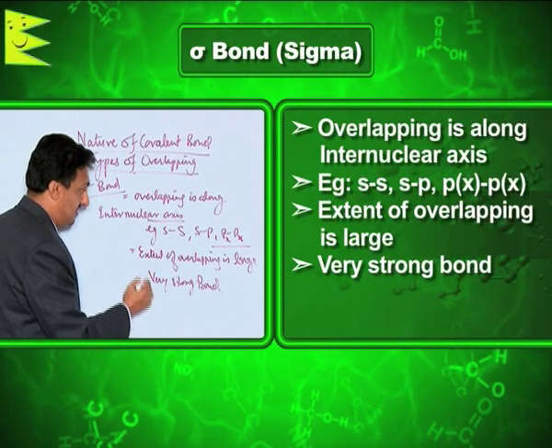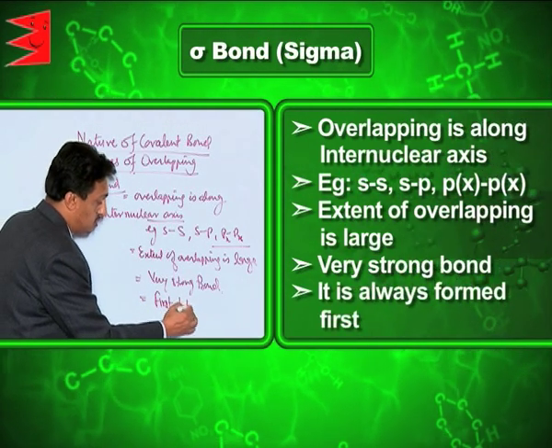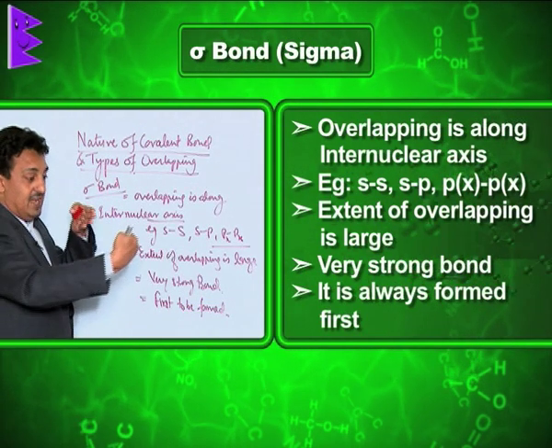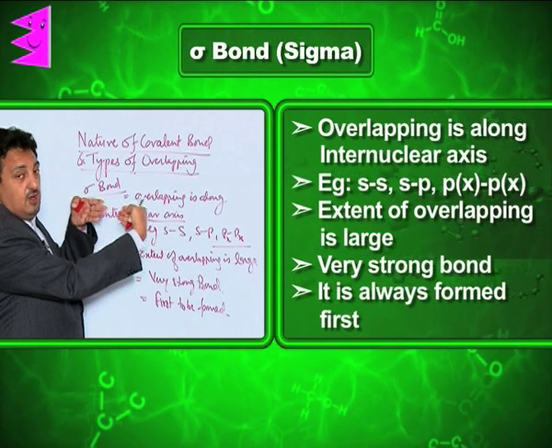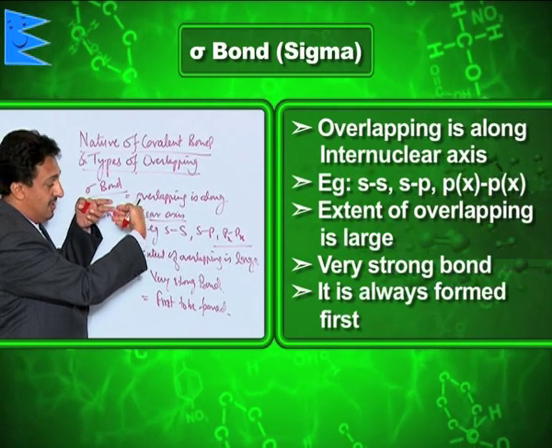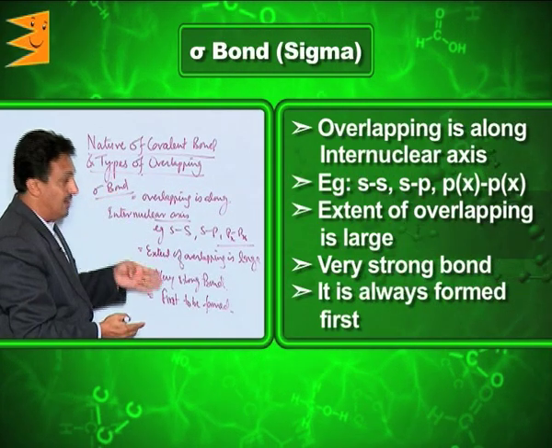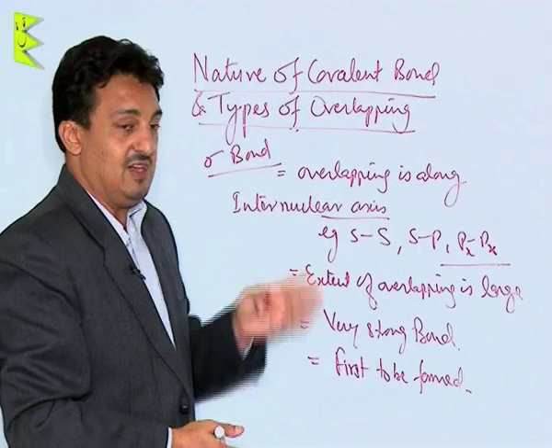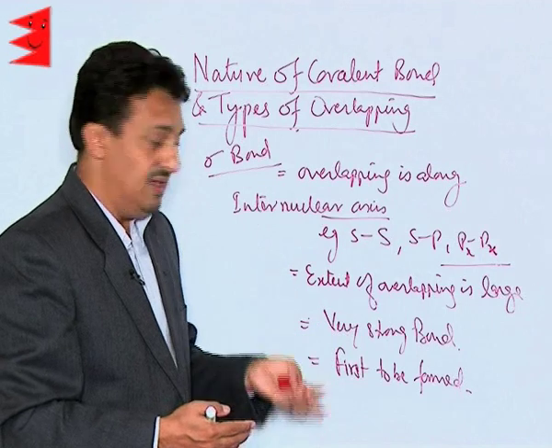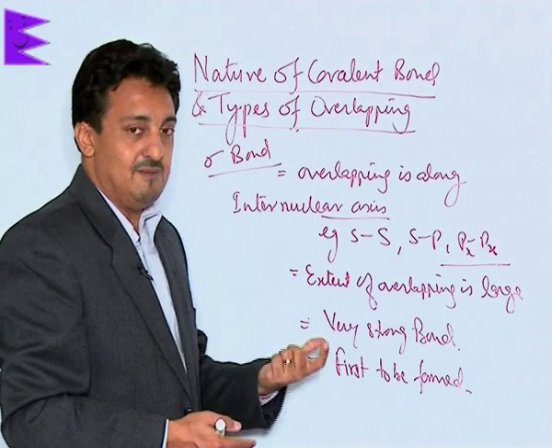Also remember, this is the bond which is always the first to be formed, because whenever two atoms are approaching each other, all their orbitals which are lying along the internuclear axis will be the ones which are going to overlap first. So always the sigma bond is formed first. We cannot have a simple pi bond formed first between two atoms. No, it's not possible. It is first the sigma bond formed. Yes, if there is a possibility, then only the pi will be formed.